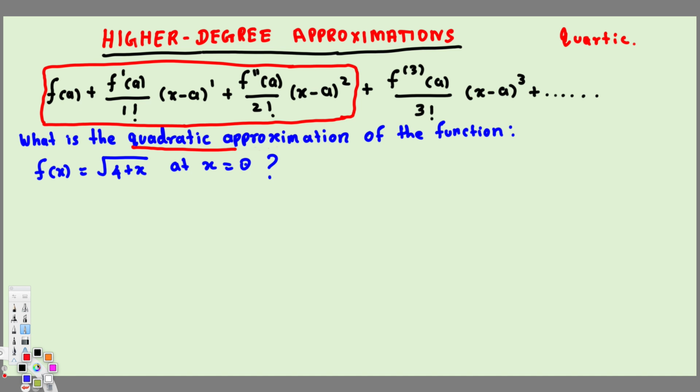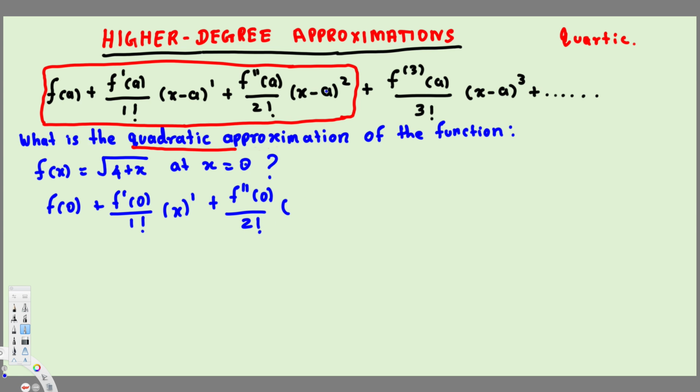So first we are going to have f of 0, and the next one we are going to have f prime 0 over 1 factorial x. Since a is 0, we don't have to write it, just x power 1. And the second derivative is going to be f double prime 0 over 2 factorial, and again if a is 0, we can just write x squared. This is going to be the general expression.